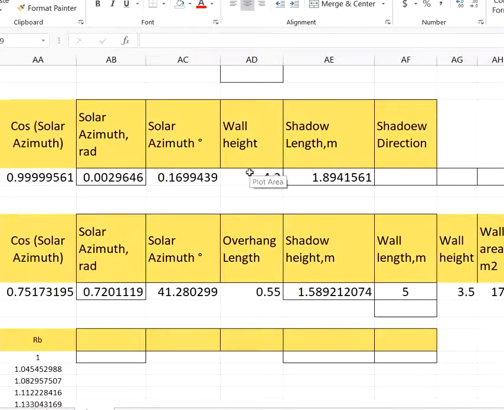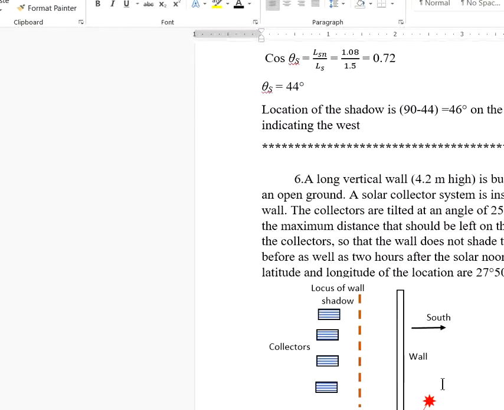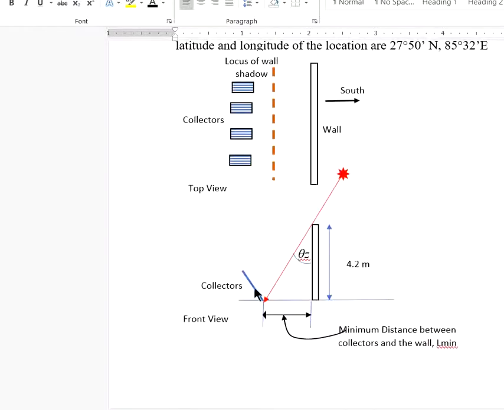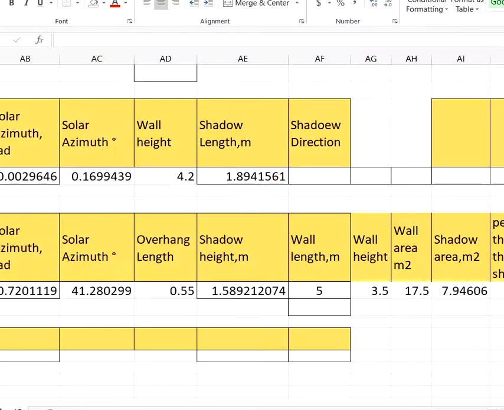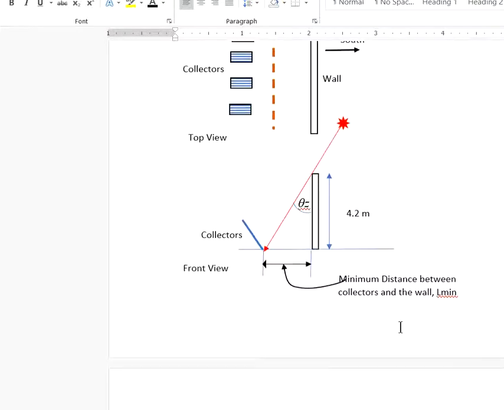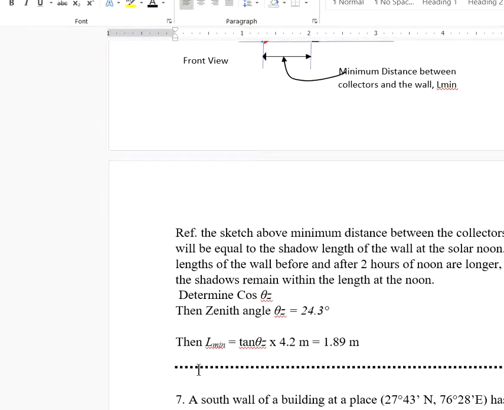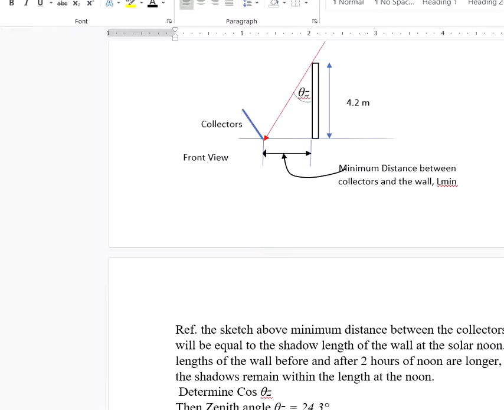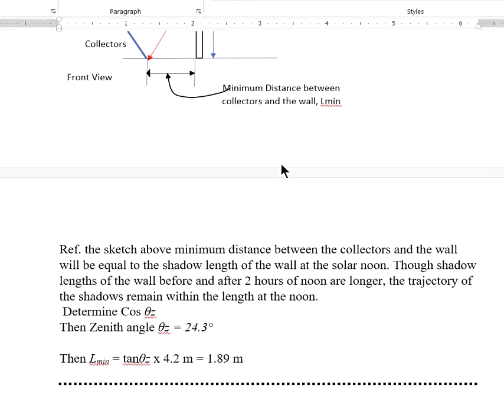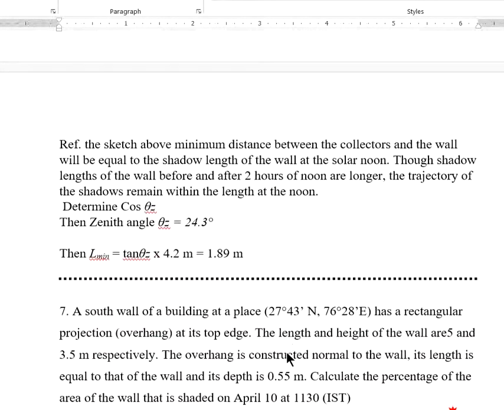So wall height is given as 4.2 meters. Shadow length is 1.89. Okay, so shadow length at 12 o'clock is 1.89. So as a solution we can write down that 1.89 meters is the minimum distance. So this comes out to be 1.89 meters.